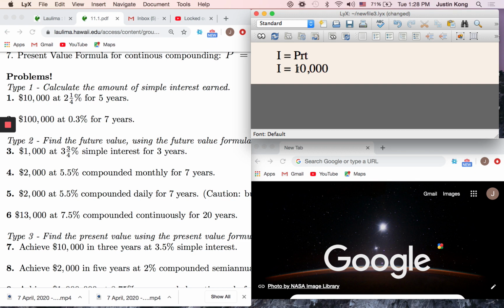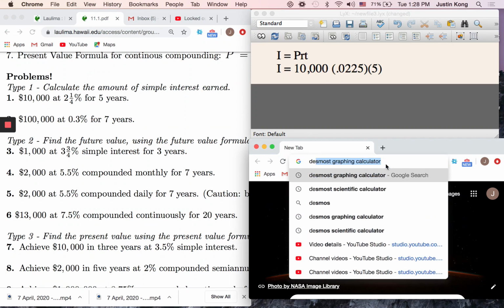So 10,000 is the principal. The rate, let's say it's 2.25%. But as a decimal, first of all, that's 2.25%, right? But remember what we did with changing from percentage to decimal, we have to move it over twice. So that's once, twice, 0.0225 would be the rate for 5 years, so times 5.